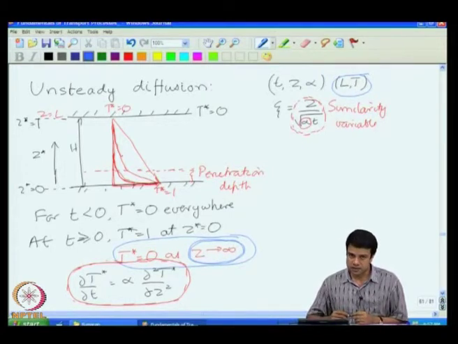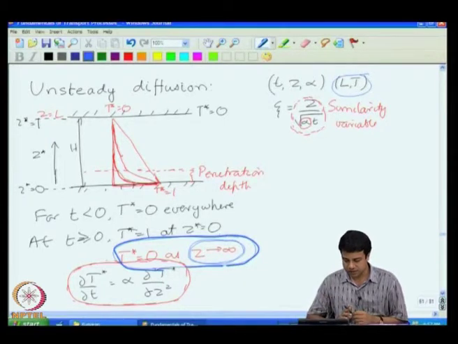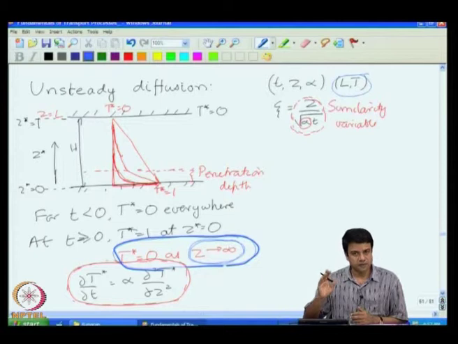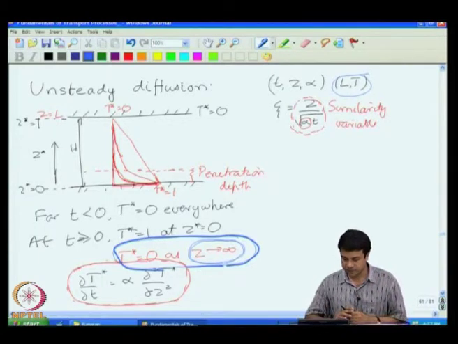The first problem we considered was one where this penetration depth for the temperature is small compared to the height h. So the boundary condition T star equal to 0 at z equal to h can effectively be written as T star equal to 0 as z goes to infinity, because the top surface is so far off that effectively the temperature distribution is not affected by the location of that top surface.